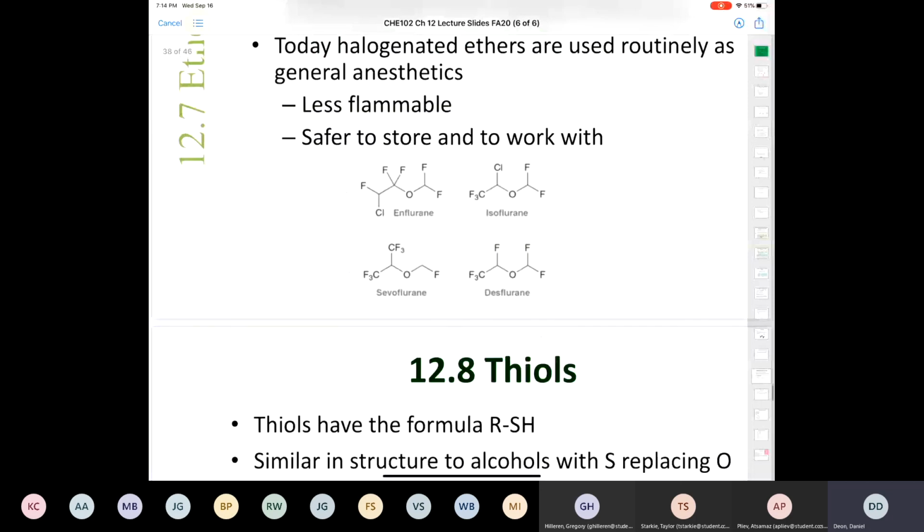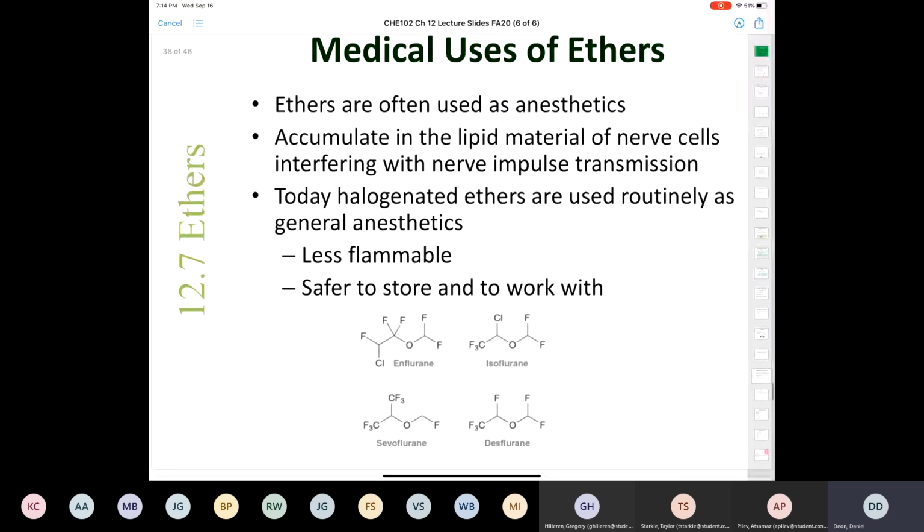Medical uses of ethers. If you've ever been to the doctor and been put under anesthetic before, maybe you've heard of ether being used as an anesthetic. Well, it's a really old anesthetic, diethyl ether. I know it works as an anesthetic, but I think it made people very sick, caused a lot of nausea. Another problem is that it was highly flammable, so that's also not good. It says here that ethers are often used as anesthetics. They accumulate in the lipid material of nerve cells and interfere with nerve impulse transmission, which allows you to not feel anything when you're put under anesthetic.